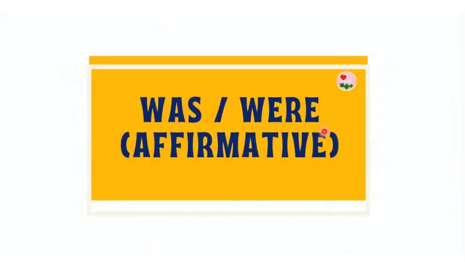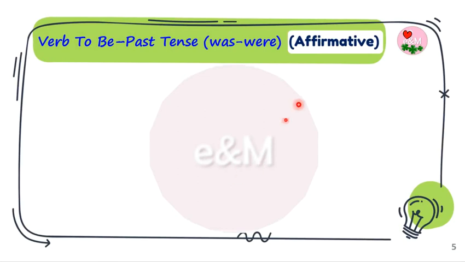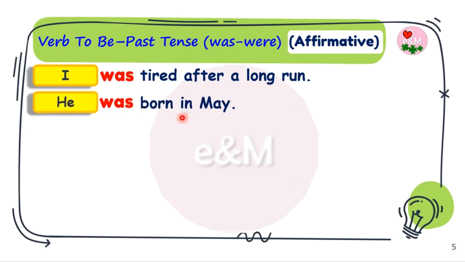Was or were in affirmative form. Affirmative is positive form. For example, I was tired after a long run. He was born in May.